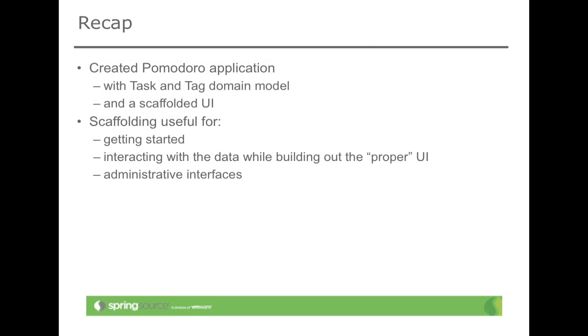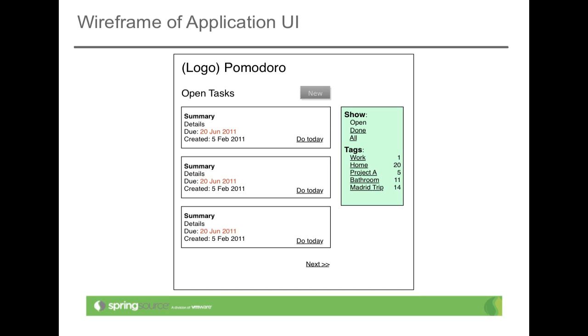For our Pomodoro application, the scaffolding is definitely not sufficient. So in this screencast, I will start the process of creating a customized UI for the application. Initially, I will concentrate on the main page, for which I have a mock-up here. The idea is to show a list of tasks and a sidebar on the right that allows the user to filter by task status and by tag. So, where do we start?